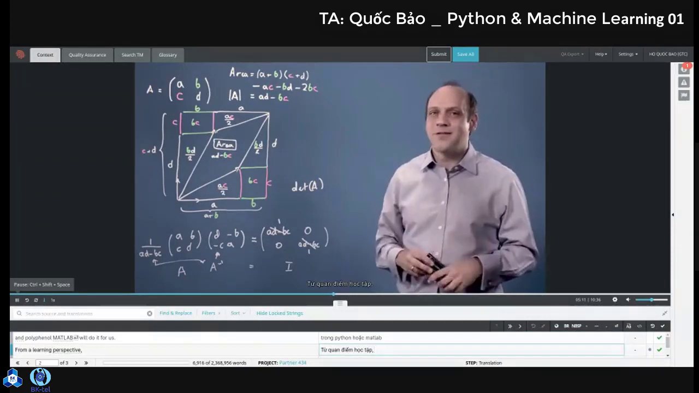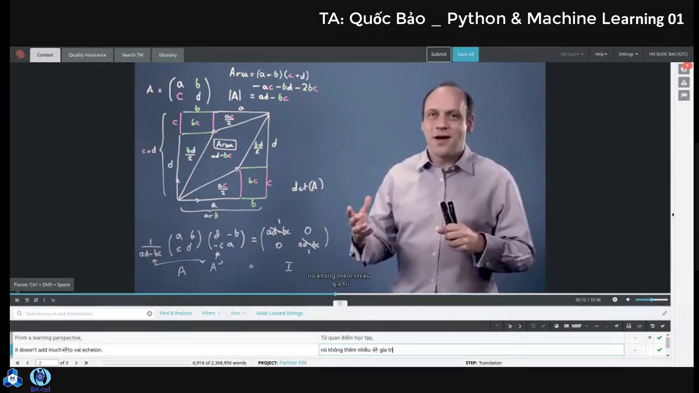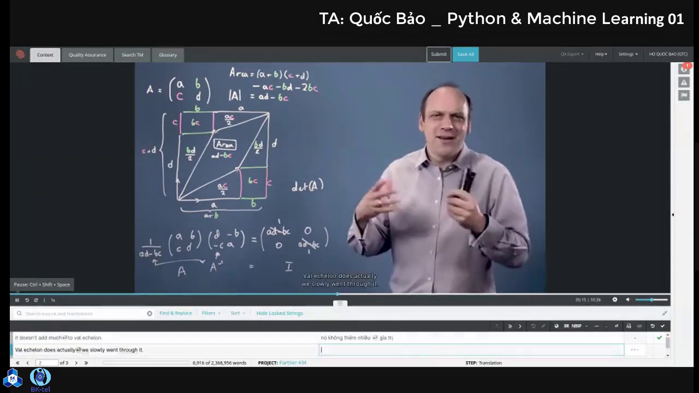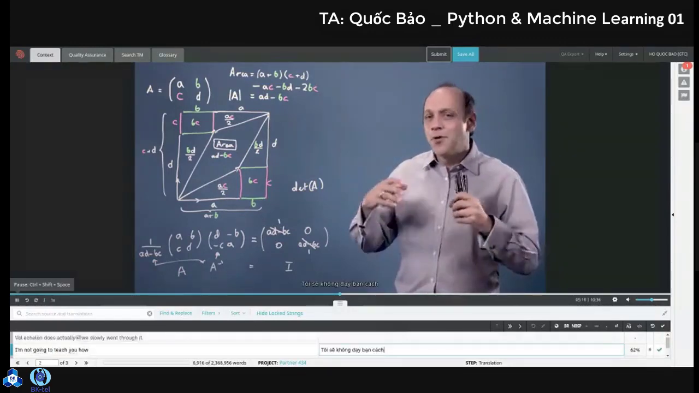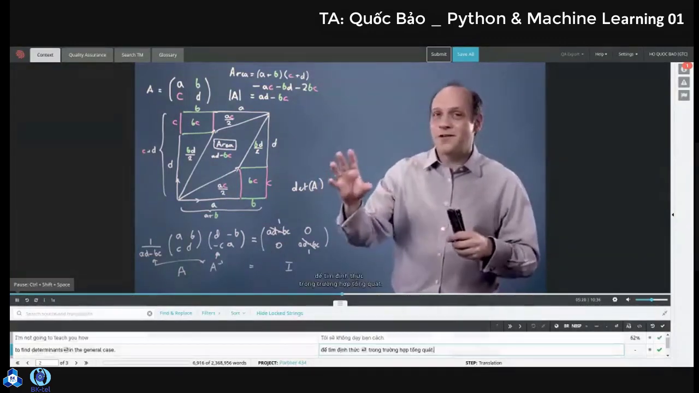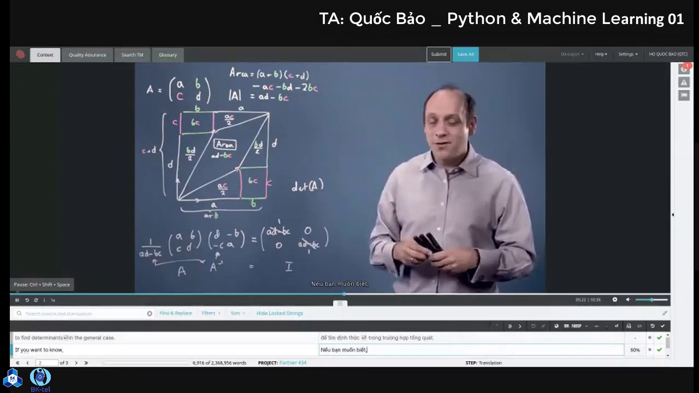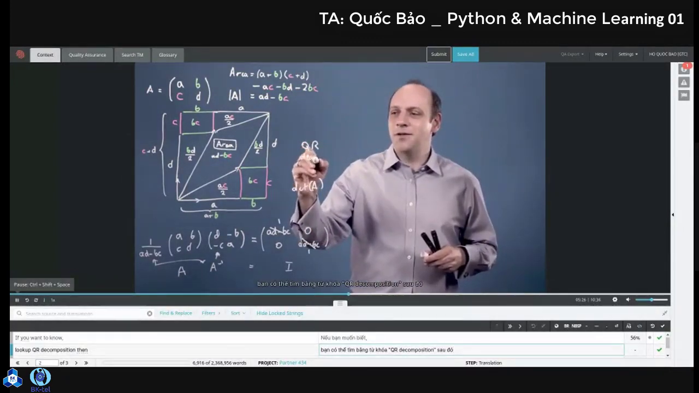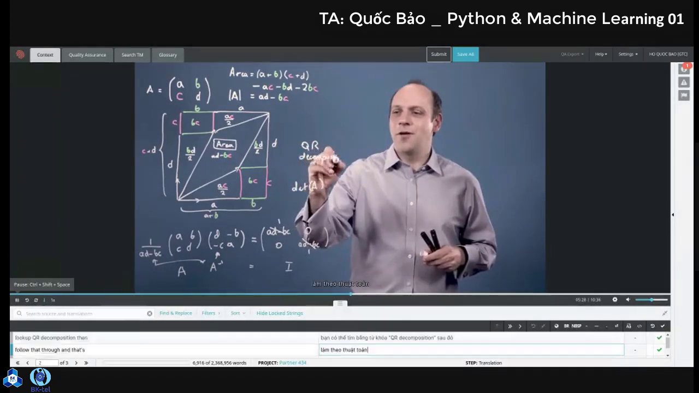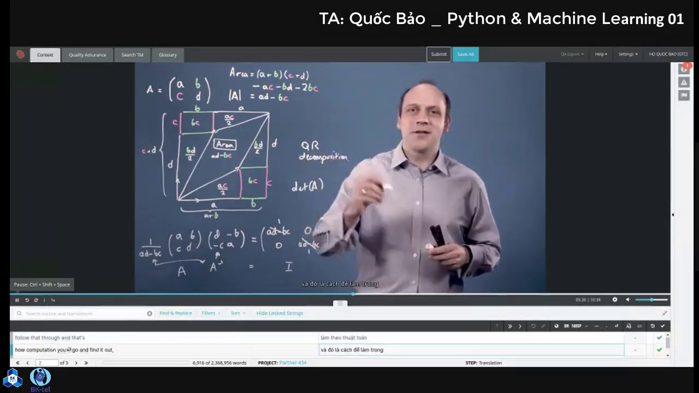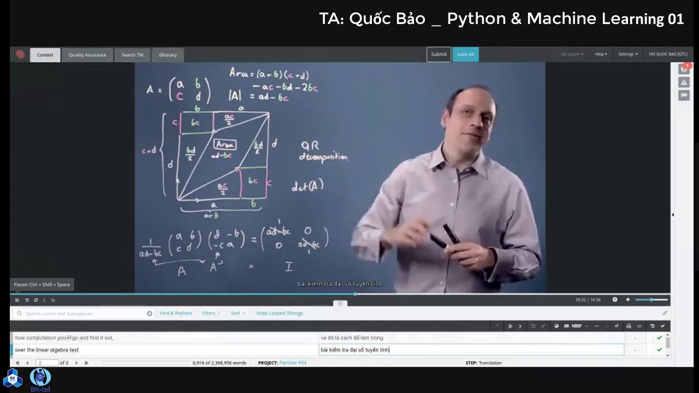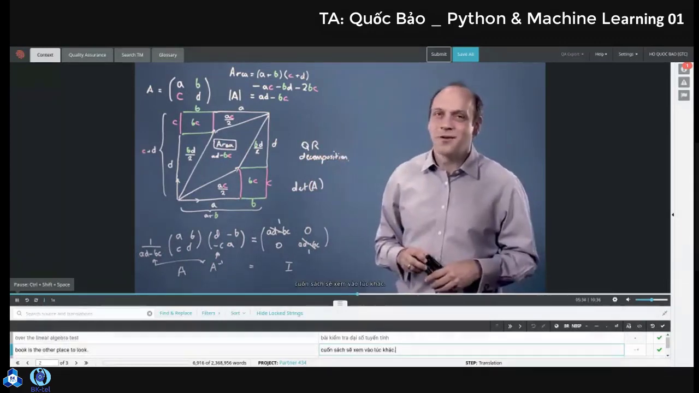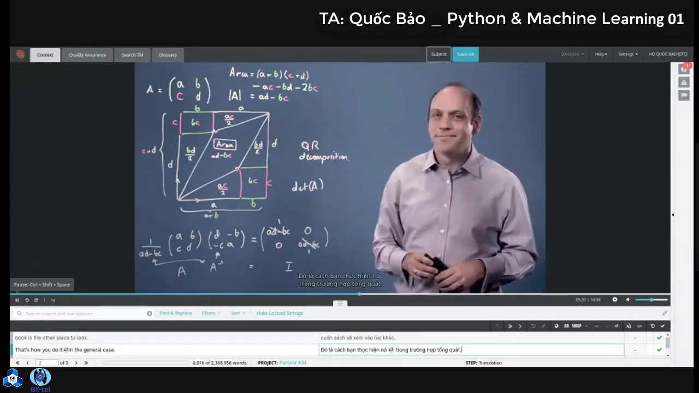From a learning perspective, it doesn't add much to row echelon. Row echelon does actually, which is why we went through it. I'm not going to teach you how to find determinants in the general case. If you want to know, look up QR decomposition and then follow that through, and that's how computationally you go and find it out, or a linear algebra textbook is the other place to look. That's how you do it in the general case.